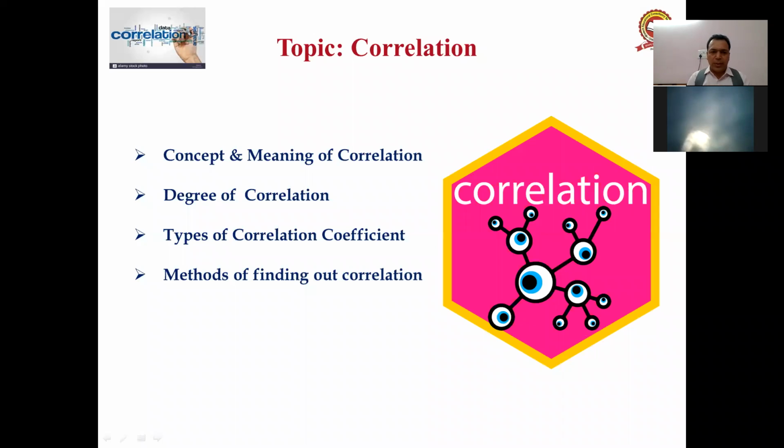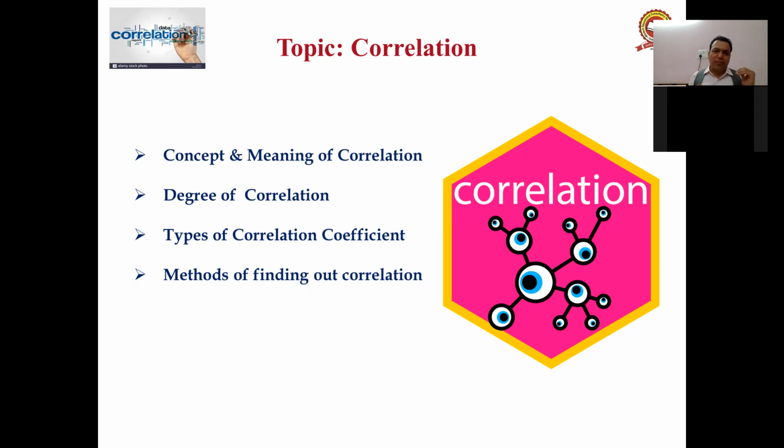Hello everyone. I'm going to discuss another topic of research. This is called correlation, or the measure of relationship. Under this topic, we will discuss the concept and meaning of correlation. Then we will discuss the degree of correlation. Then we will discuss the types of correlation coefficient. This is the most important correlation coefficient.